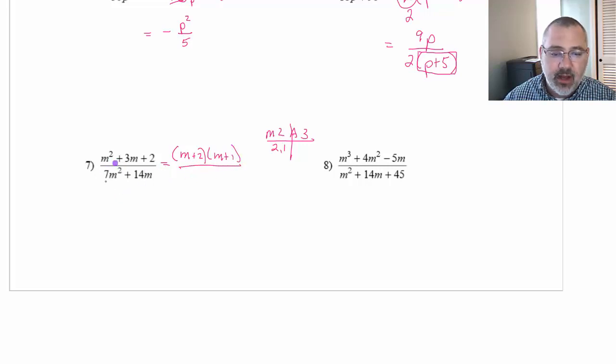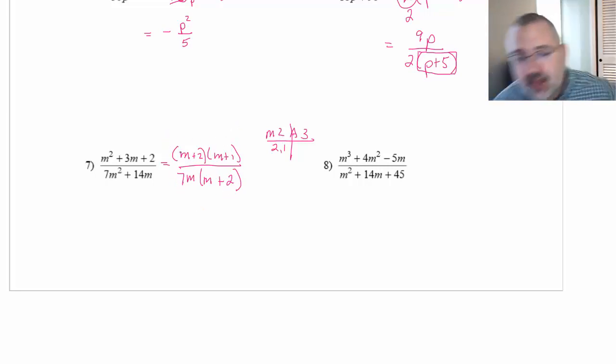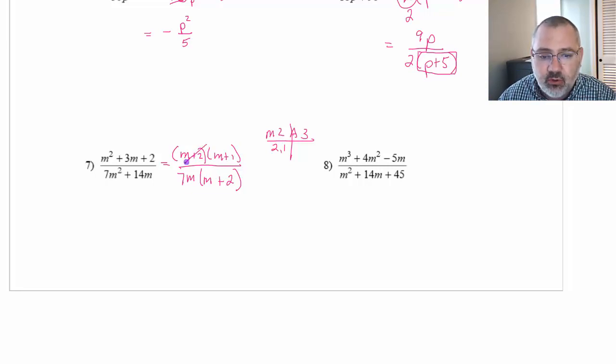The bottom, we have a binomial. So I see a GCF of 7m. 7m goes into both of these. So 7m times m plus 2. Now, once you have factored, which is most of your work in these cases, I see I have an m plus 2. This whole m plus 2 as a group is common, so we can cross out the entire group. So the only thing left is m plus 1 over 7m.